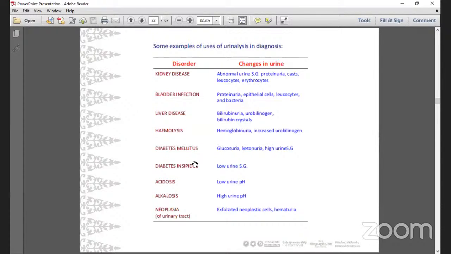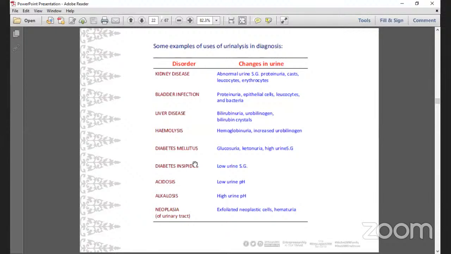Okay, these are some diseases or disorders that we can appreciate and diagnose through changes in the urine. For example, in case of kidney disease, there will be an abnormality in terms of the specific gravity, so we call it isosthenuria. And then we can see the presence of protein, proteinuria, presence of starch, presence of white blood cells, and also the presence of erythrocytes.